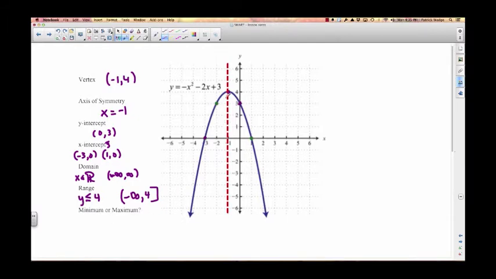And is this a minimum or maximum? Well, that's the highest point. This vertex is the highest point, so it's a maximum. And what we say is it's a maximum of 4 when x equals -1. Sometimes it's written like that. Or you might just be telling me it's a maximum.